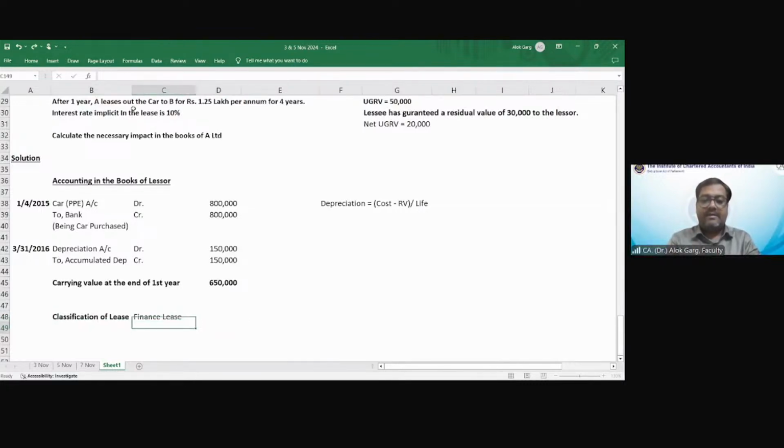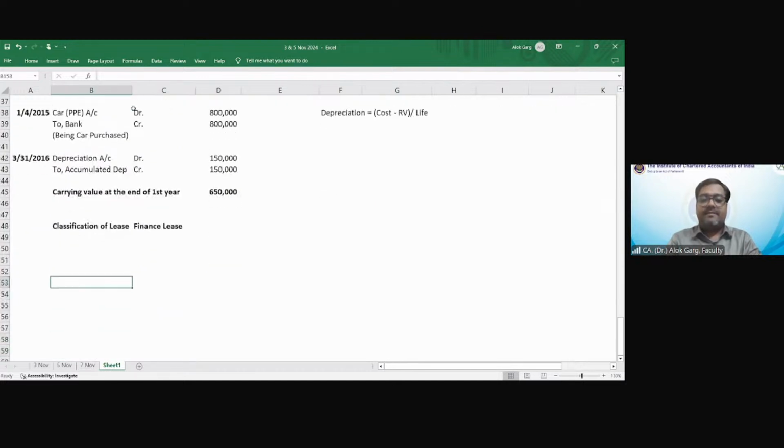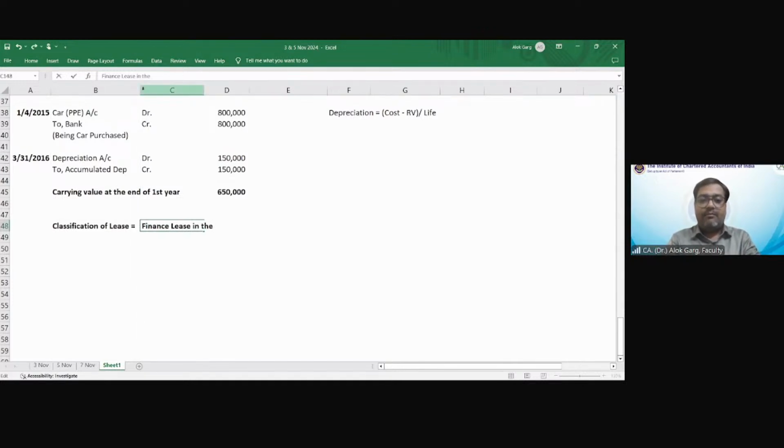Finance lease. This is the lease classification. It becomes a finance lease in the books of the lessor. Classification of lease is a finance lease in the books of the lessor. Okay.